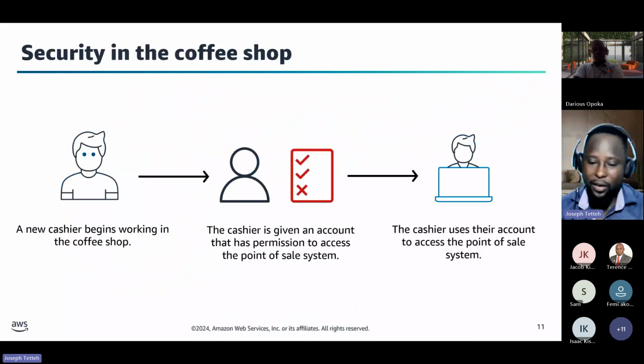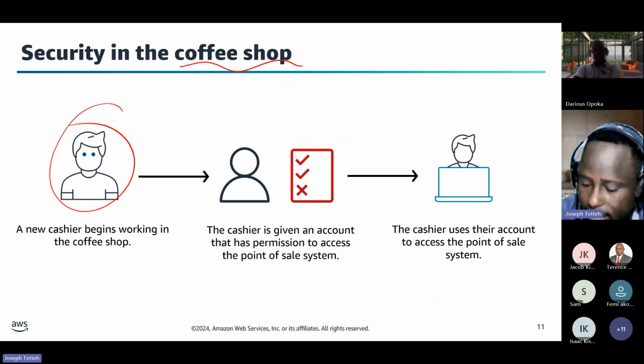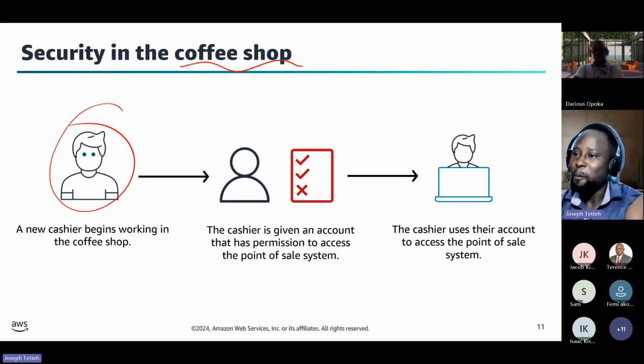So to access your account, look at this analogy. You have a cashier, okay? And you have, let's say, a coffee shop. So there will be a cashier, and then there will be a barista in the account. So what do you do? Do you create a root user account for the cashier, or you create an IAM user for the cashier?